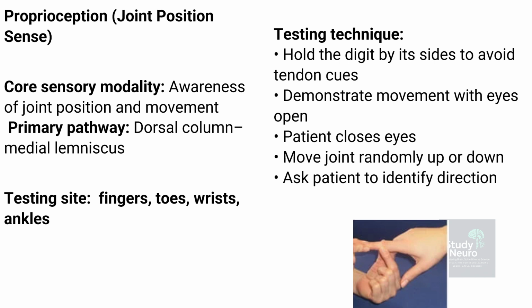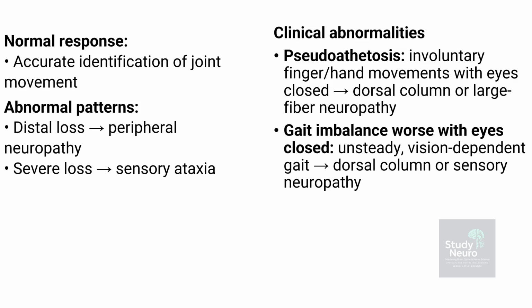Loss of this sense distally may indicate peripheral neuropathy, while more severe impairment can contribute to sensory ataxia. In some cases, involuntary finger or hand movements appear when the eyes are closed, a phenomenon called pseudoathetosis, which points to dorsal column or large fiber dysfunction. Patients may also have a widened or unsteady gait that worsens with eyes closed, reflecting reliance on vision when proprioception is impaired.